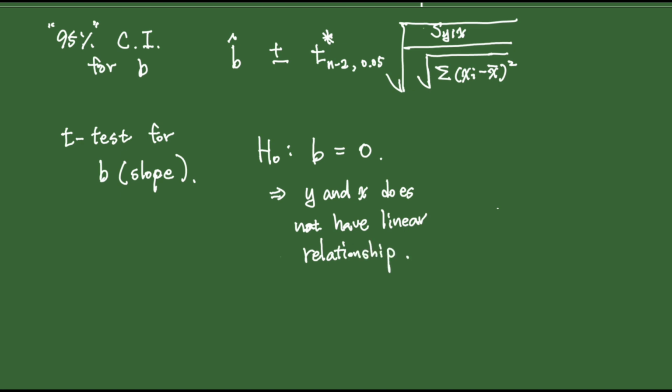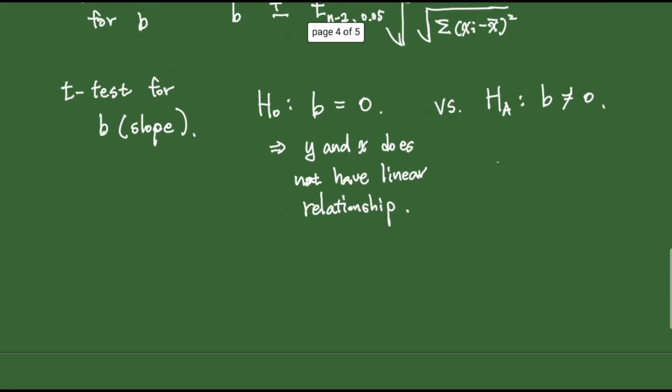Okay, so this is our null hypothesis. We want to test whether the x and y variables have a linear relationship or not, versus the natural alternative hypothesis, which should be b is not 0, which means that the slope is not 0. And to test this, what we did in the t-test actually, first we want to calculate the t-test statistic, right?